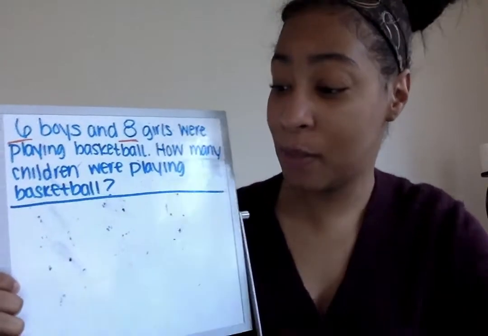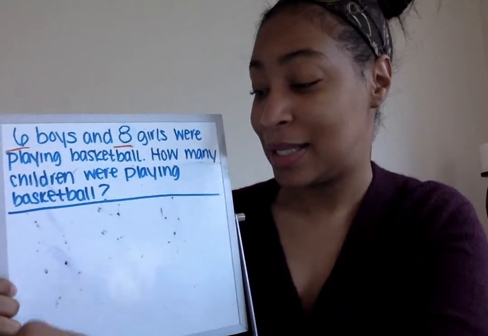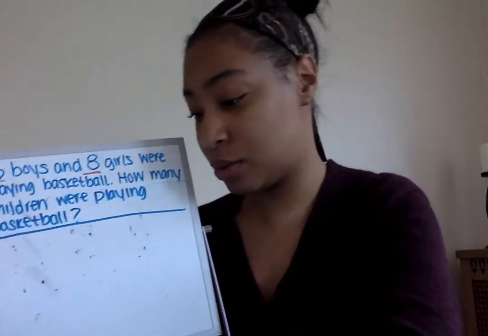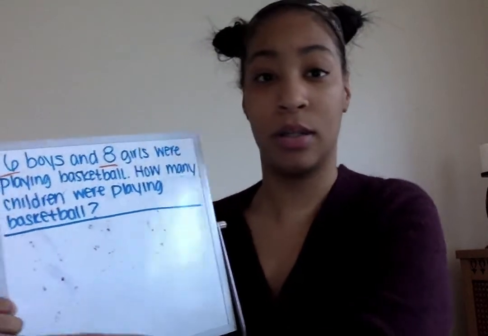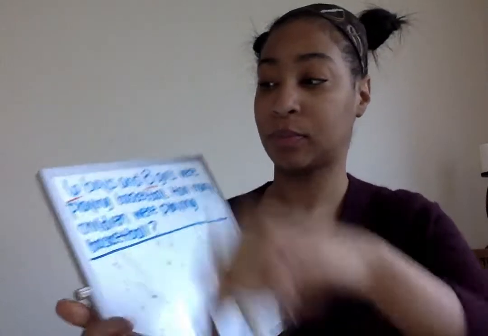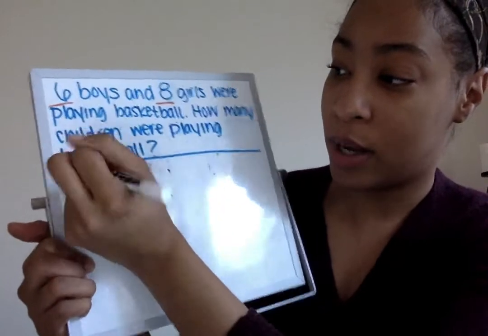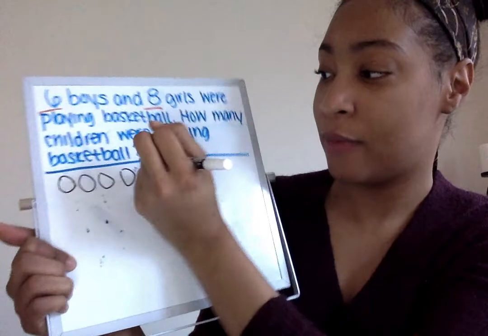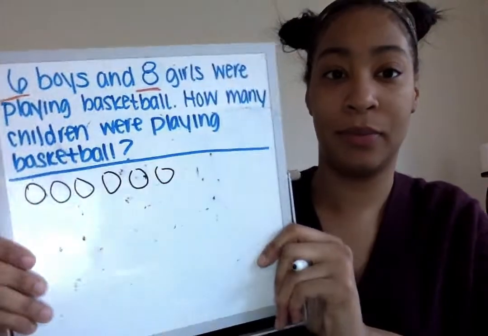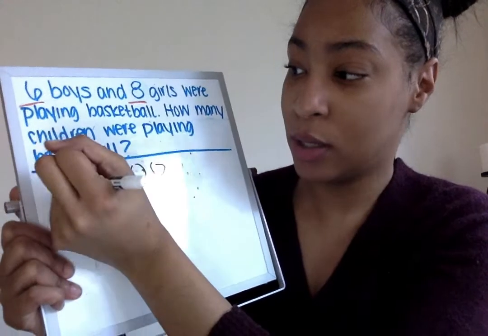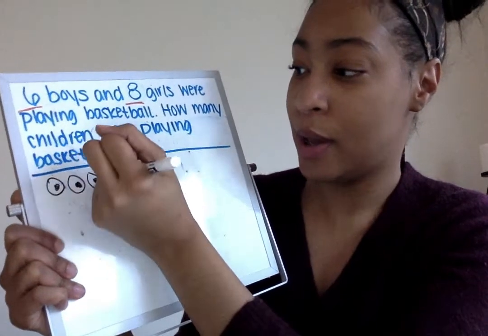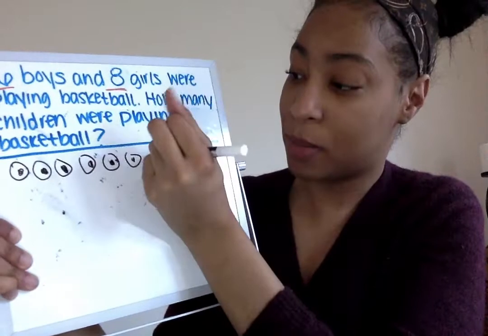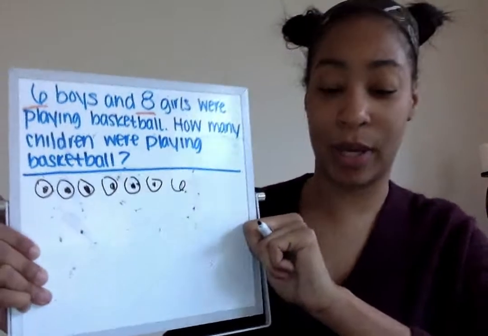So the first thing I'm going to do is draw 6 circles to represent the 6 boys. And I'm going to use a black marker to represent the boys. So 1, 2, 3, 4, 5, 6. And I'm going to put the number 6 next to my 6 boys.